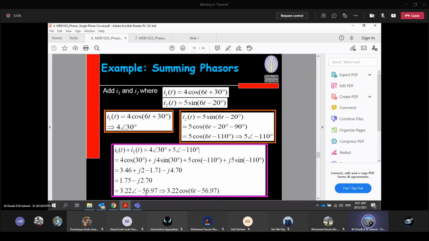Now you can change back to the phasor form. If the question asks you to express the final value in the time domain, you can do that as well. Just check the amplitude 3.22, cos 60t remains, the angular frequency remains, and then you look at your phase angle, negative 56.97, so you just put it there. So now you got back your final value, which is I1 plus I2.